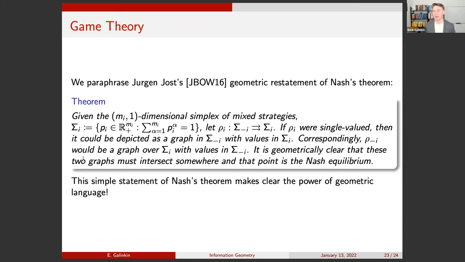This is my second to last slide, so I'm really excited to present this one. This is one of my favorite, actually, geometric restatements of an existing theorem. So Nash's theorem, right, the proof that Nash equilibrium always exists in every finite game. We can prove that geometrically by taking the M1 dimensional simplex of mixed strategies, right? So it's normalized 0 to 1.